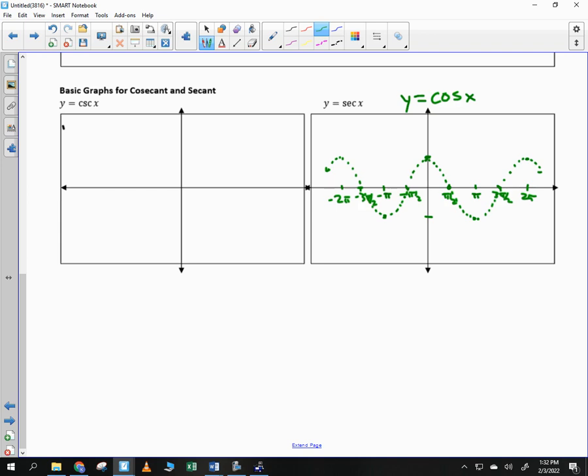Now, if you remember from yesterday, the relationship between secant and cosine is that they are reciprocals, right? What's the reciprocal of 0? Undefined. So if it's undefined, what do I draw? A vertical asymptote.